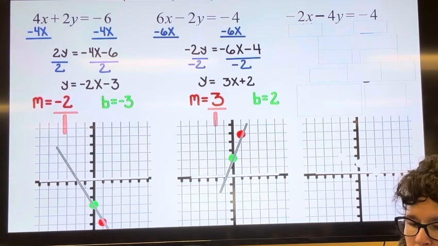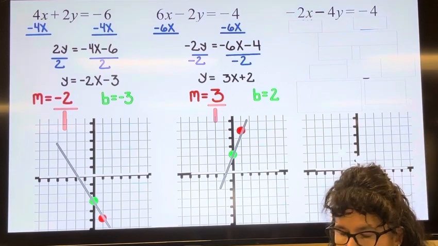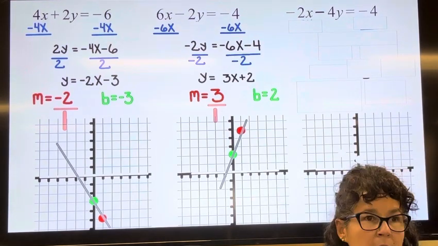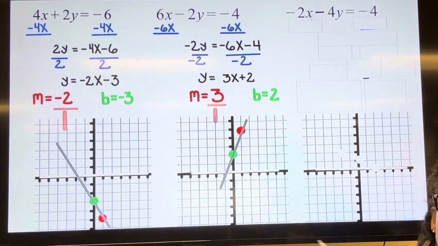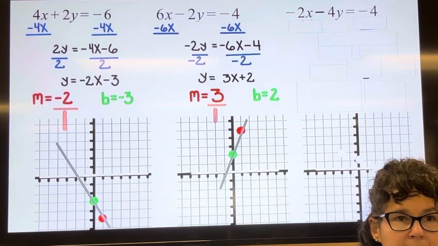Okay, last example. I don't know how many examples you need to write down in your notes. This last one, you might want to just have the first 2 in your notes and then just watch to make sure you have it down.